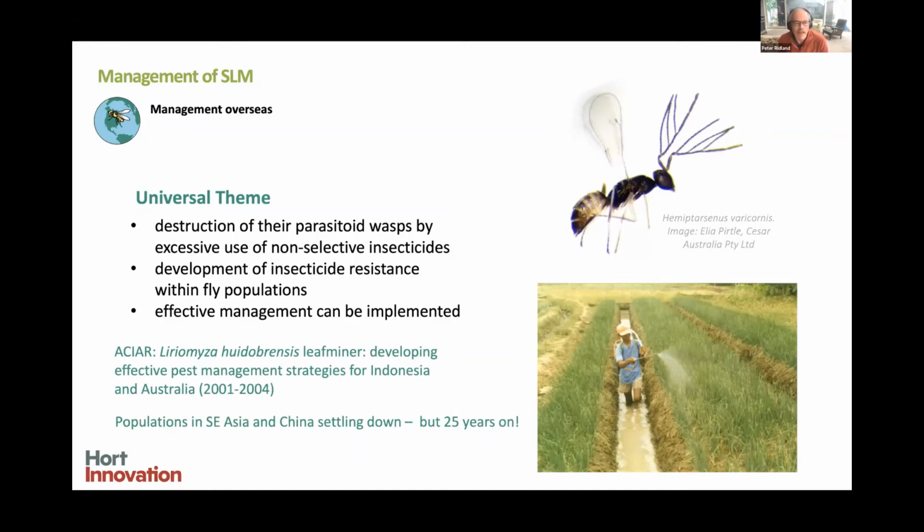I was privileged to lead an ACIAR project in 2001 to 2004 in Indonesia, looking at Liriomyza huidobrensis. And I saw firsthand how stressful it was for farmers. They were spraying their potato crops 3 times a week and seemingly getting nowhere. Working with the scientists in Indonesia, we were able to demonstrate that it was possible to get away from that pesticide treadmill, look after parasitoids and use appropriate insecticides. In Southeast Asia and China, the populations of huidobrensis are settling down, but that's 25 years since they've had it, so it's not an instant success.